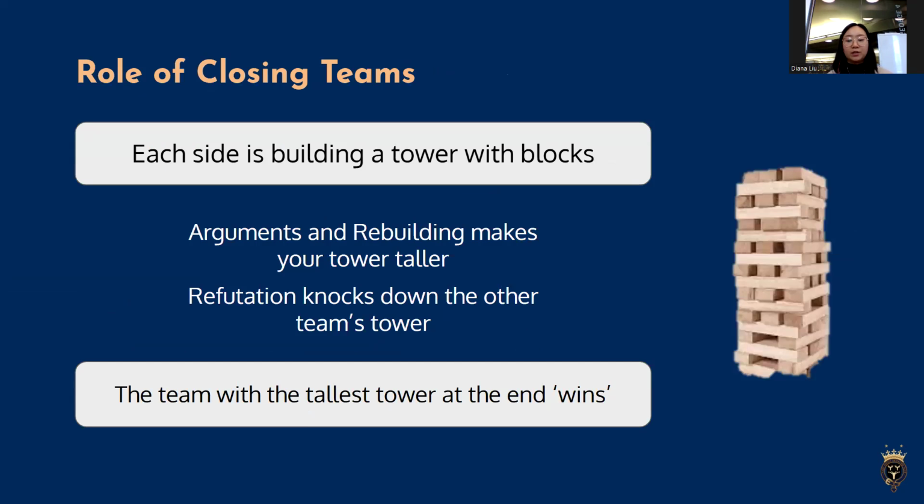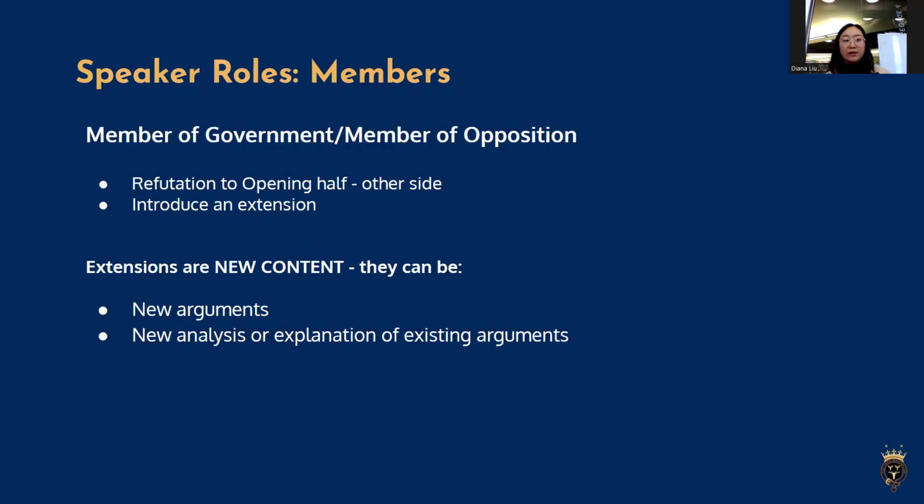Moving on to closing teams. In the role of closing teams, you are on the same side as another team, but you are not trying to have them win. You are also trying to beat them. So you can consider that each side of the debate is like a building tower with blocks, and that arguments and rebuilding makes your tower taller, or refutation knocks down the other team's tower, and the team with the tallest tower at the end wins.